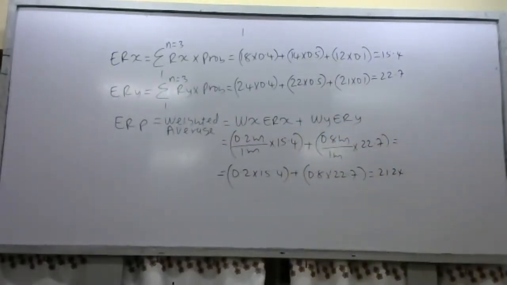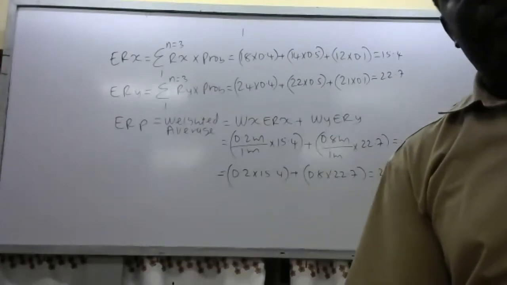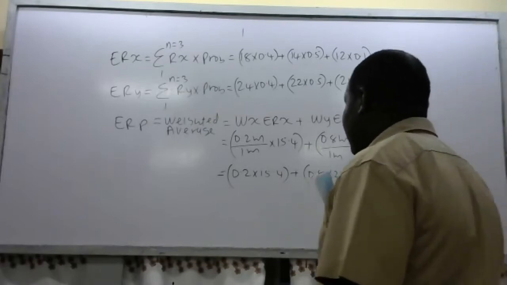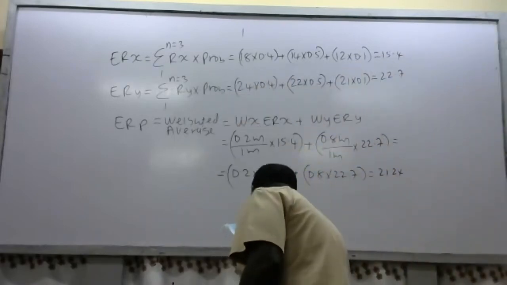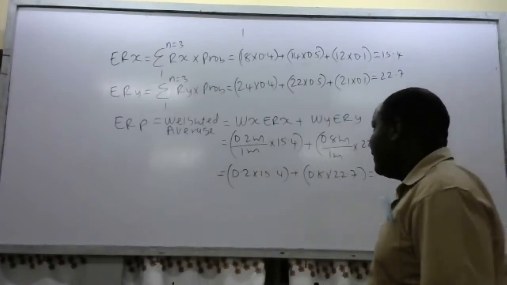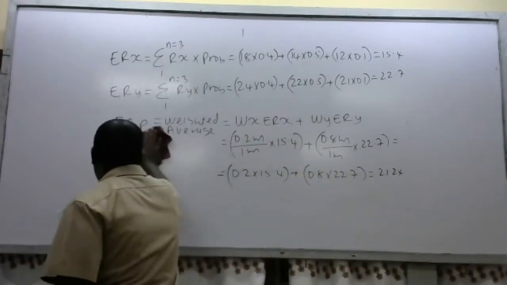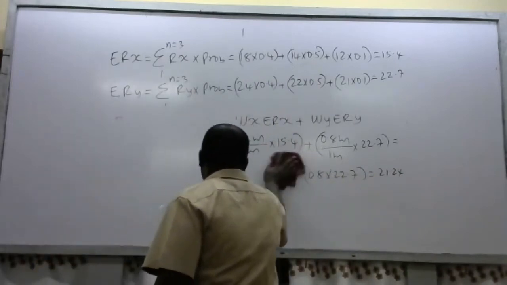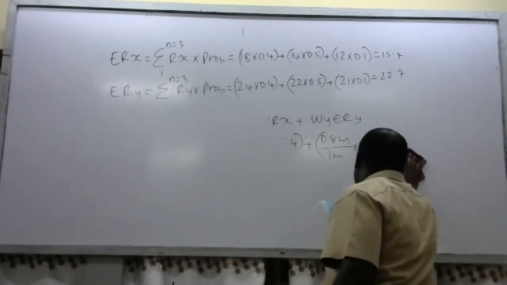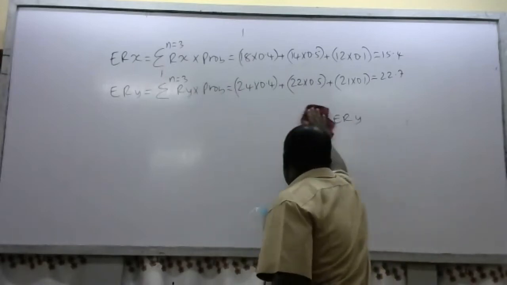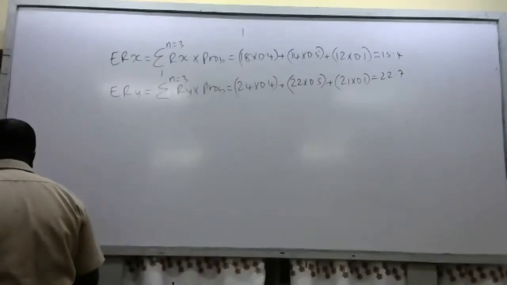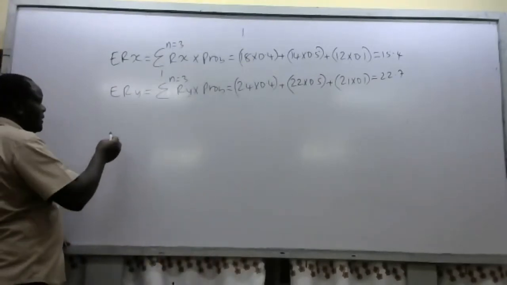After getting the expected return, we now compute the covariance, because we wanted to see how to get the covariance. After calculating the expected return for the portfolio, we also need to come up with the covariance. We should be in a position to compute the covariance between X and Y.